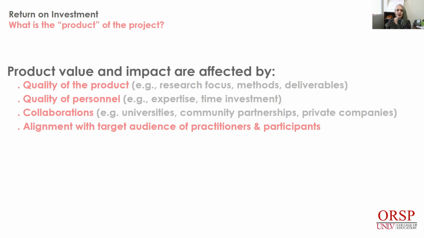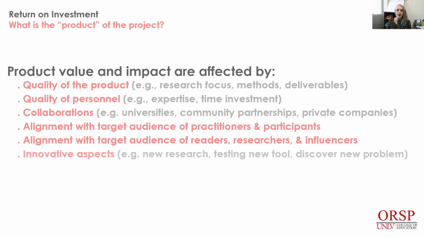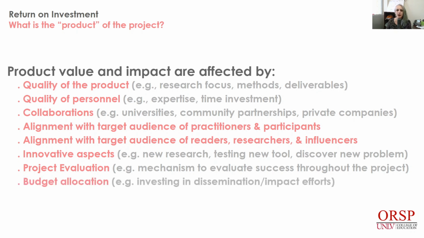How does the project actually work for them? And then, of course, the alignment with readers, researchers, and influencers that are going to use the information generated by the project in their own projects in the future. The innovative aspects of the project, such as new research, testing a new tool, or having a new problem in mind. The evaluation aspect associated with the ongoing efforts of the project, not just an evaluation at the end. And then finally, a budget allocation that looks into dissemination and impact efforts specifically.